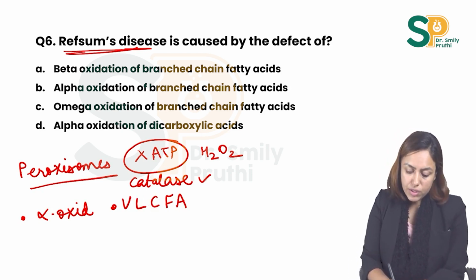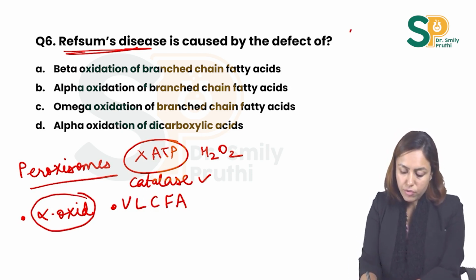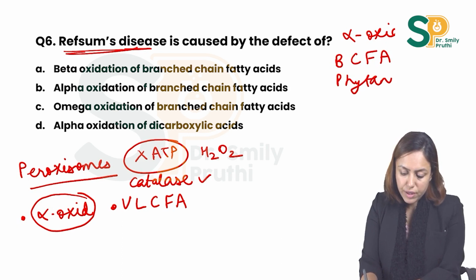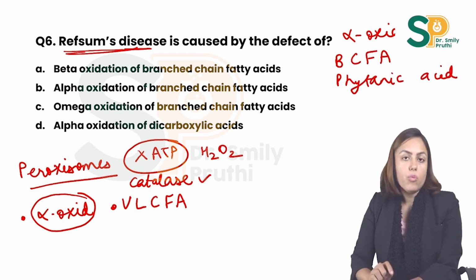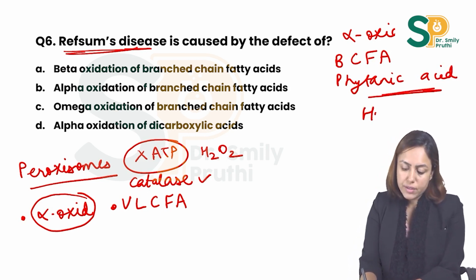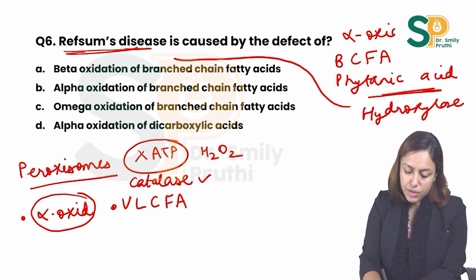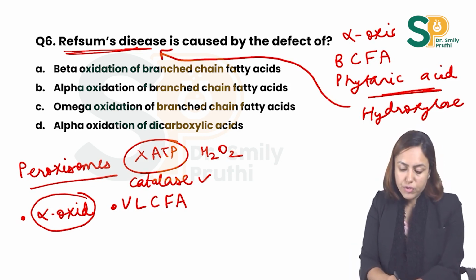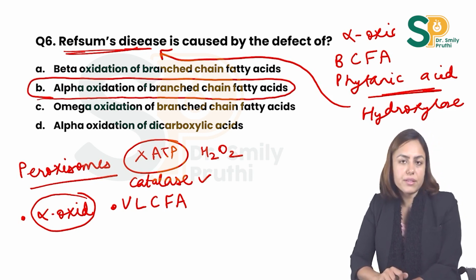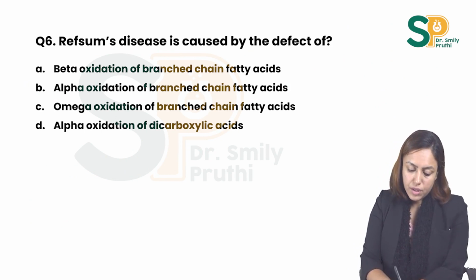Okay. Now this alpha oxidation, I will write here. It occurs for branched chain fatty acids like phytanic acid. Okay. One of the enzymes required for this oxidation is phytanic acid hydroxylase. Now, when this enzyme is deficient, then this is Refsum's disease. Okay. So Refsum's disease is a defect in alpha oxidation of branched chain fatty acids, right? So our answer here is option B.